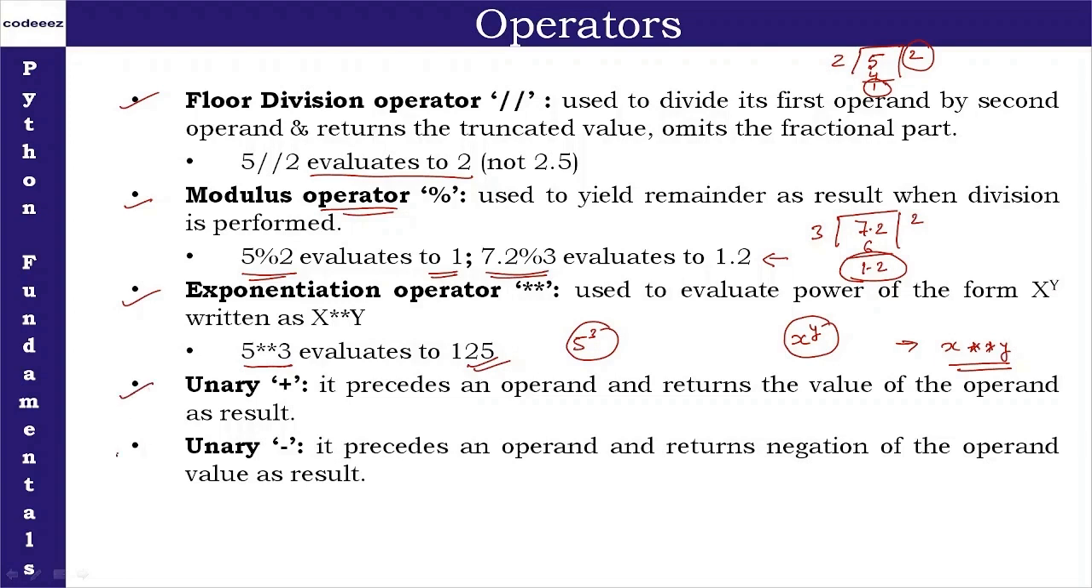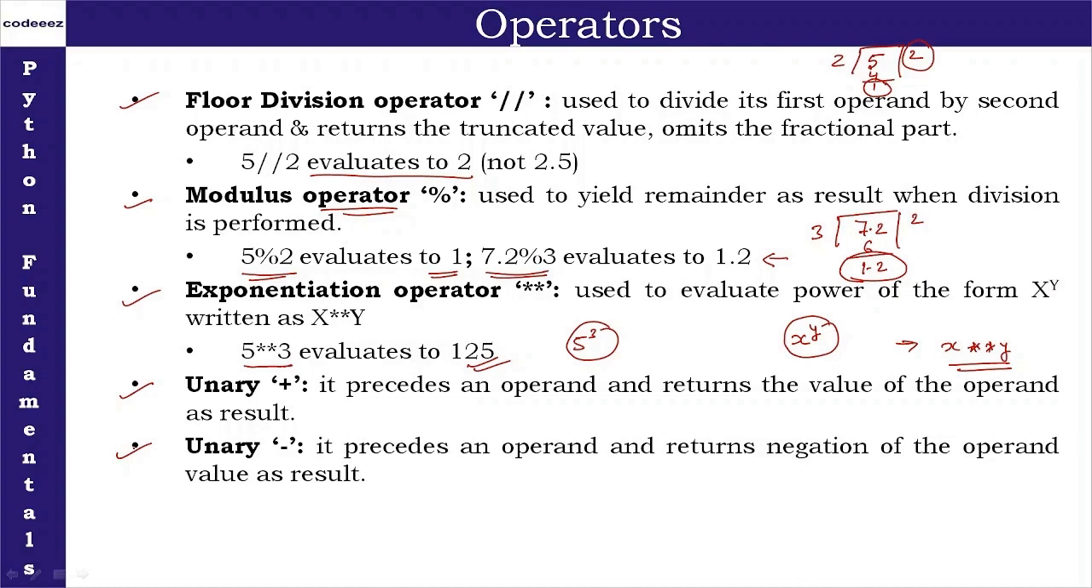Next is unary plus and unary minus. Now it is very much important. The operators we have learned so far were all binary operators. They had a requirement of 2 operands. And now here unary plus, unary minus, even its name is saying that it is a unary operator. It will apply only on one operand, right?